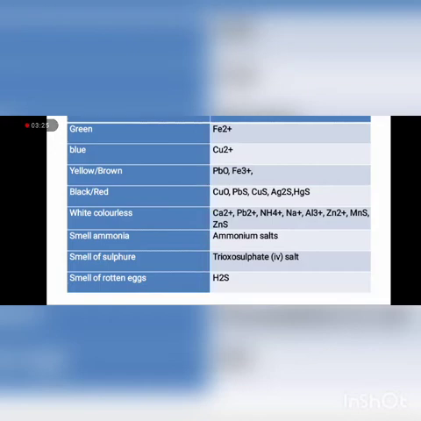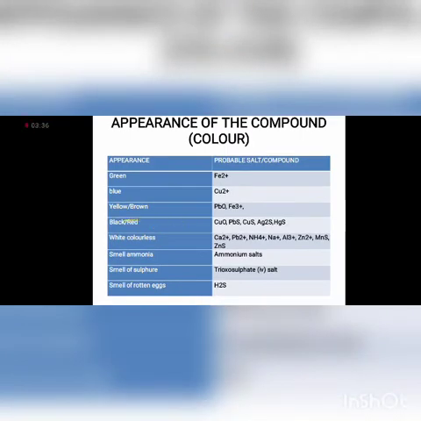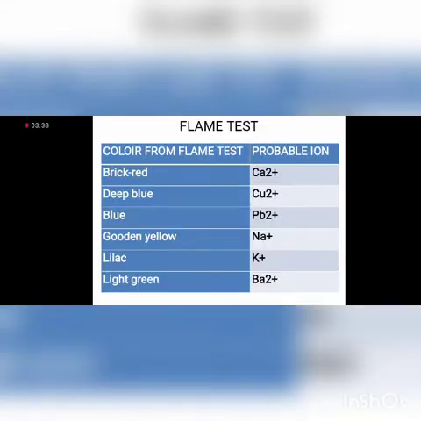So that shows that from the particular color or appearance of a given sample, we can determine the type of element or compound that is present. So that is for the color. Now let's look at the flame test.